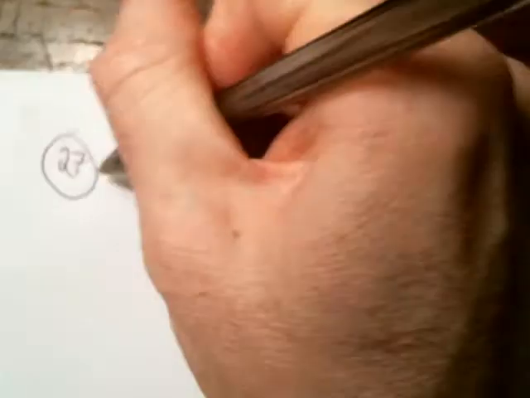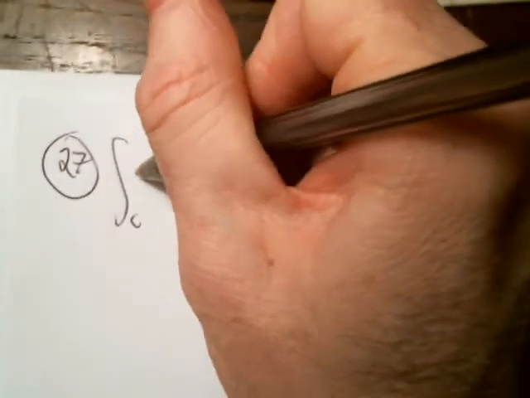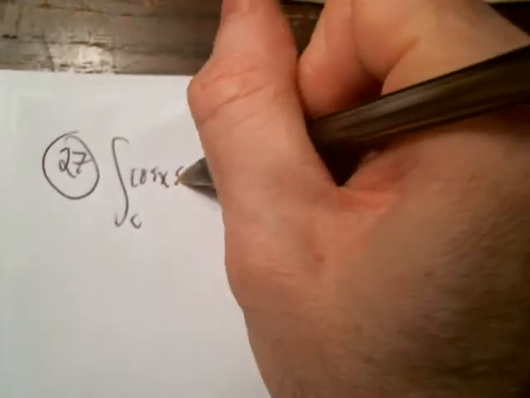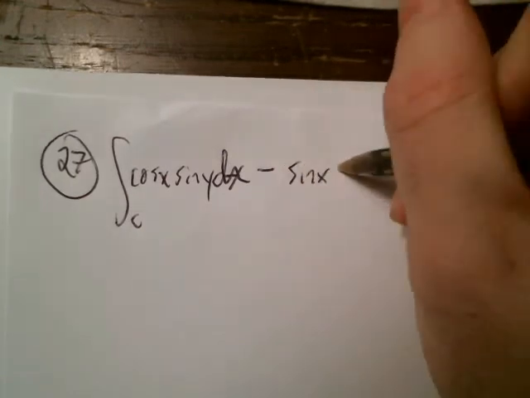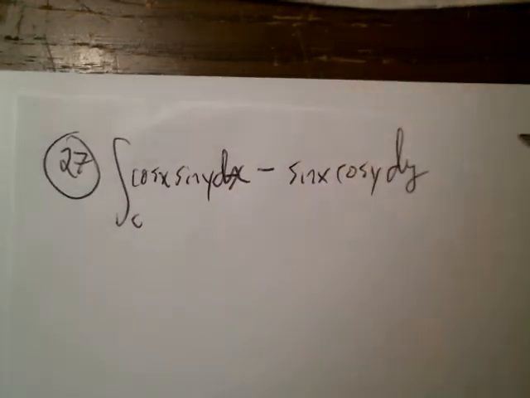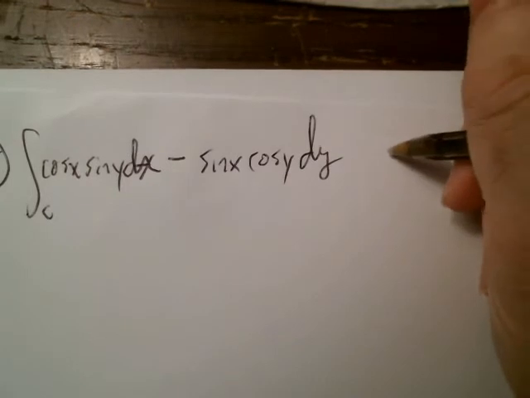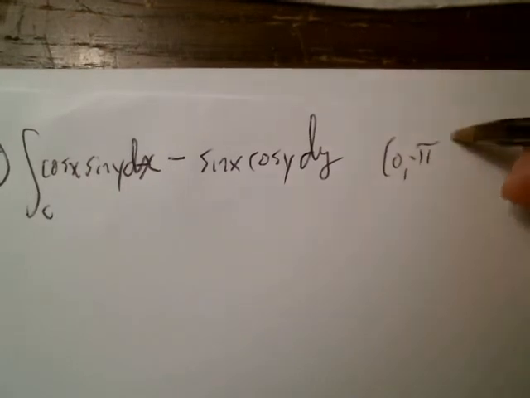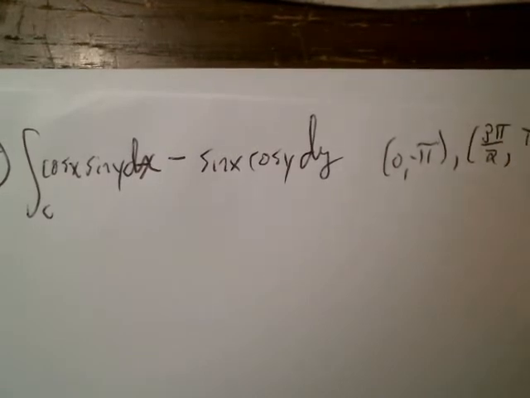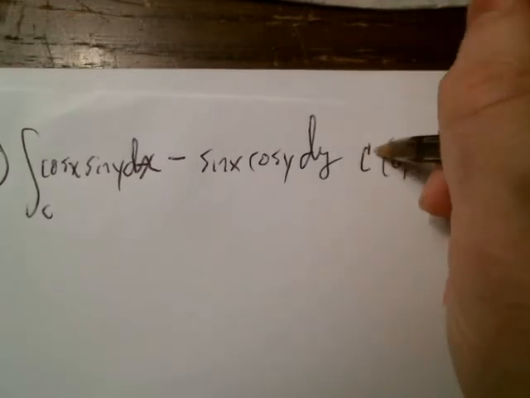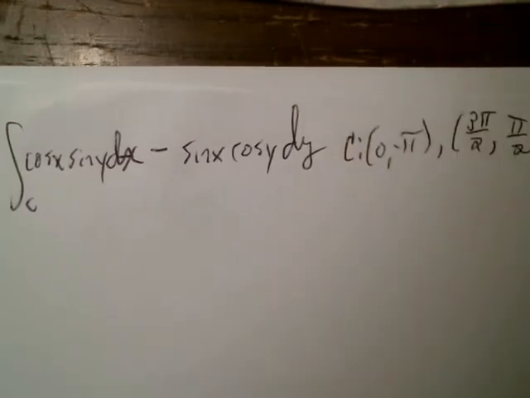27. So the integral of cosine x sine y dx. So it's a differential form. Minus sine x cosine y dy. And I'm integrating from (0, negative pi) to (3 pi over 2, pi over 2). So that's the curve that I'm worried about.